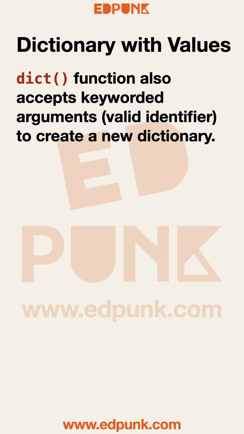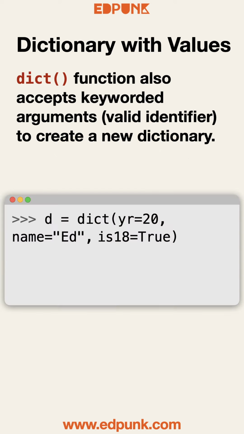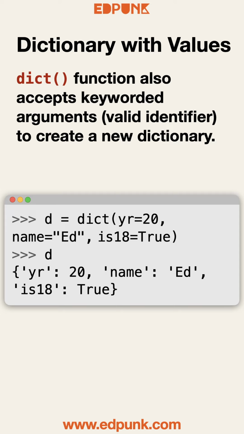Another way of creating a dictionary using the dict function is by passing keyword arguments to the function where the argument names are valid identifiers. For example, let us pass the following arguments to the dict function: yr as 20, name as string ed, and is 18 as boolean true. The dict function creates a new dictionary which is assigned to d. We can view the created dictionary where the names of the arguments are the keys and the values passed are the values corresponding to those keys.